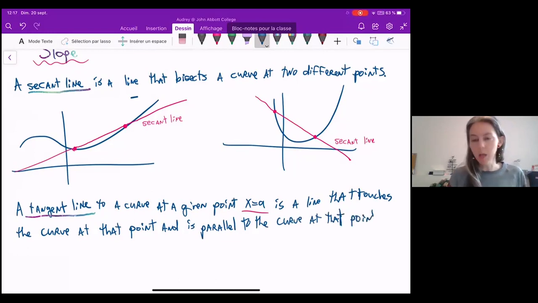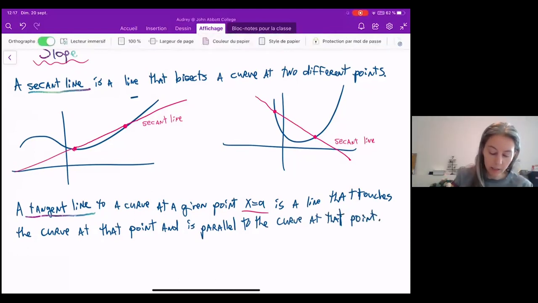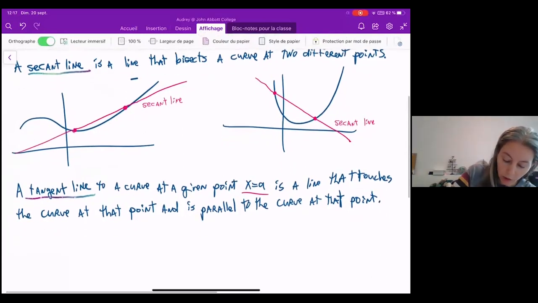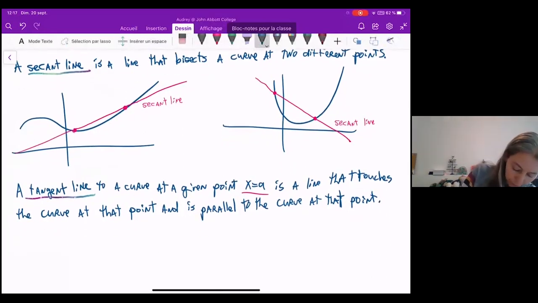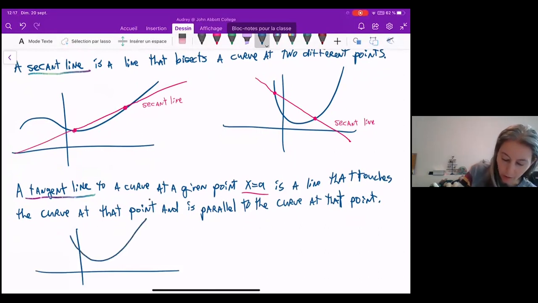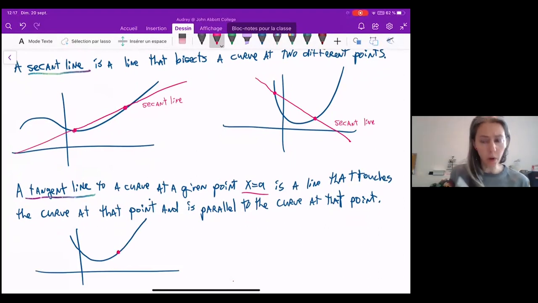What a tangent line will look like is, instead of having two points on my curve, I'm going to have one. Let's say that I have that same parabola shape that I had over there. My tangent line, I have that point right there. It's only one point, and it's just going to briefly graze the curve at that one point, so that whatever the slope is, it's parallel to the curve. So it's just kind of grazing the curve.